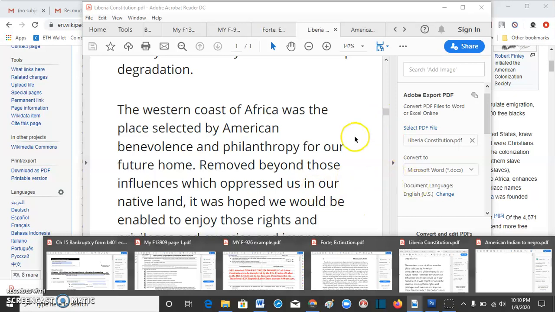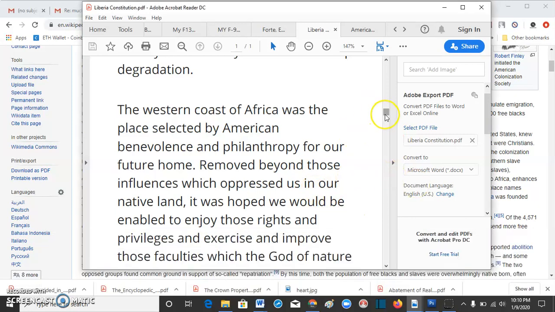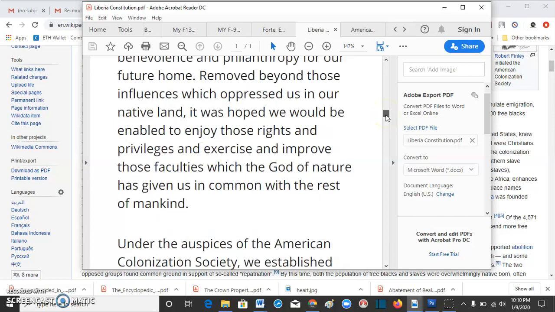Now I want to share with you, man. So that's a body bag. That's a big body bag. Remove beyond those influences which oppress us in our native land. It was hoped we would be enabled to enjoy those rights, privileges, and exercise and improve those future faculties.